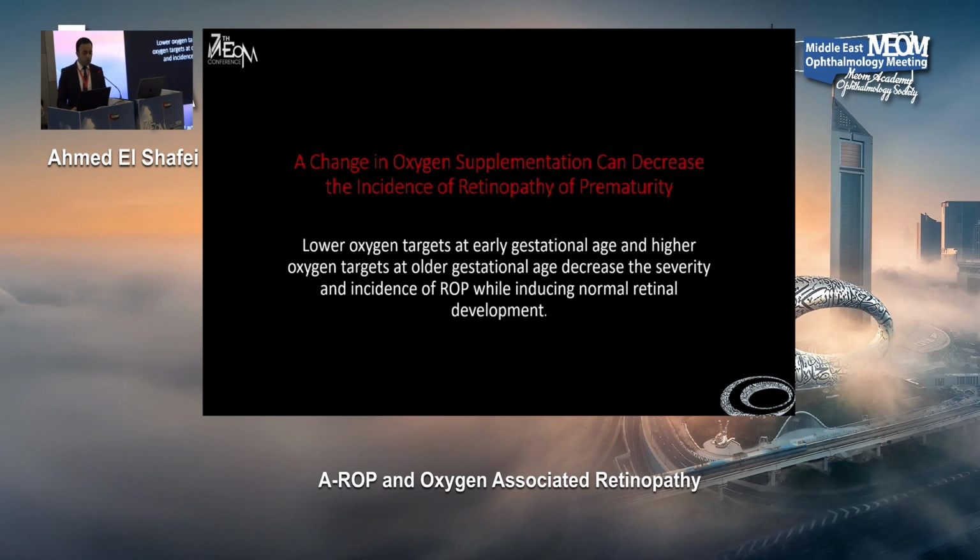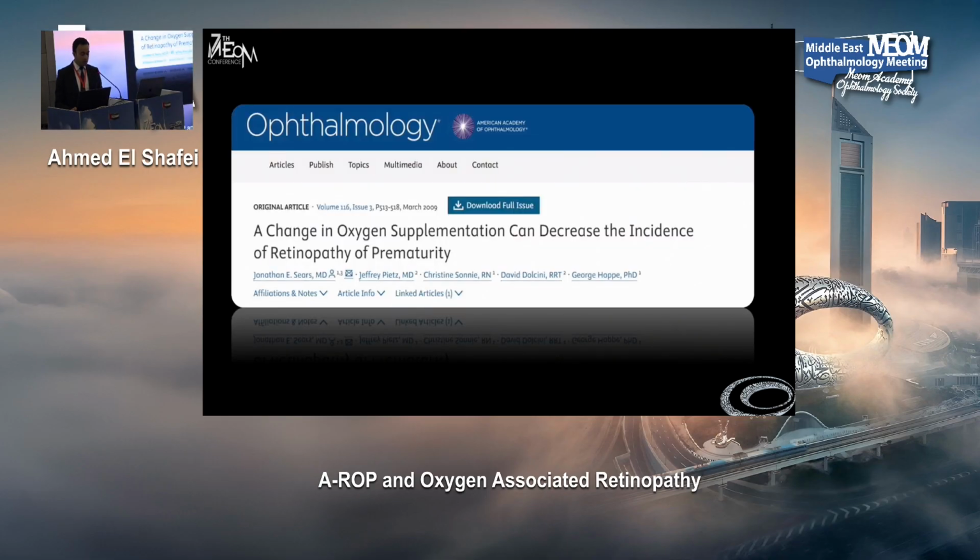Can oxygen supplementation be a treatment for some cases of ROP? A change in oxygen supplementation can decrease the incidence of retinopathy of prematurity, as mentioned in multiple studies. A lower oxygen target at early gestational age and a higher oxygen target at older gestational age decrease the severity and incidence of ROP while inducing normal retinal development. This was discussed in multiple papers.